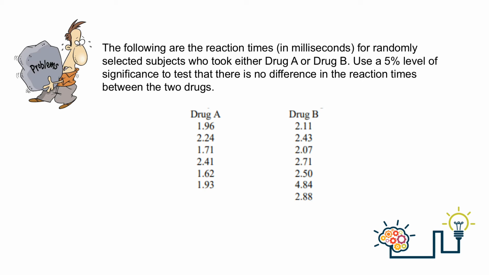So as you can see in the question, there is no such word like related, paired, match, or before and after. So that clearly indicates that these data are not dependent. And another indicator that we can use as well is you can see that the sample size of drug A is not similar to the sample size of drug B. So apparently, these two samples are not dependent and they are independent samples.